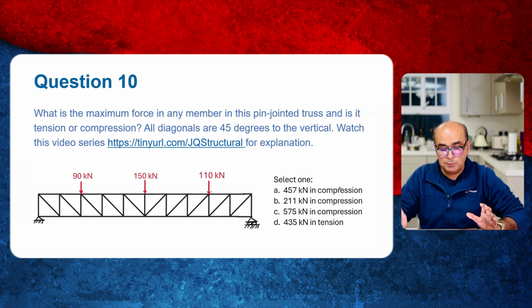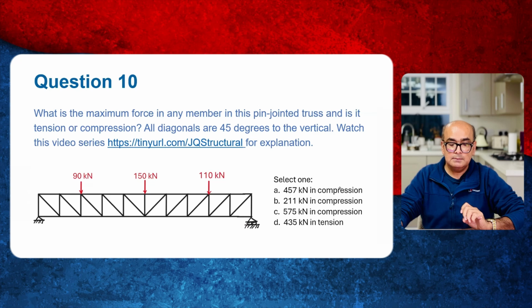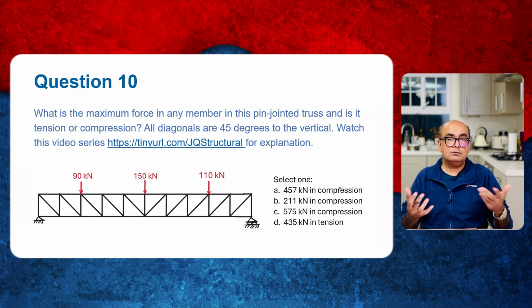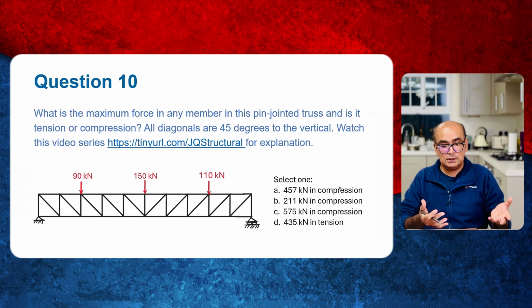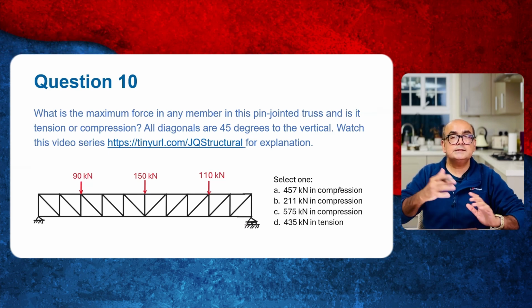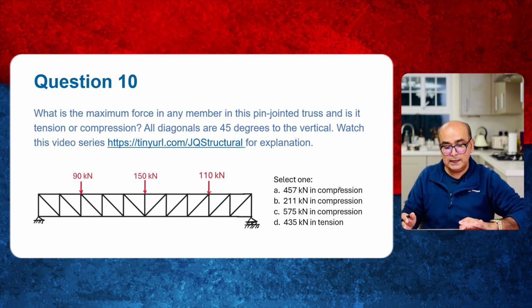In this problem, again, we have a pin jointed truss, and we have to find out the maximum force here, and we have to determine if it is tension or compression. Now here the key thing is that we don't have any compression diagonals, we don't have any wire elements, we just have diagonals which are taking tension or compression. And in the same way, the loads are off center, so we have to find out reactions.